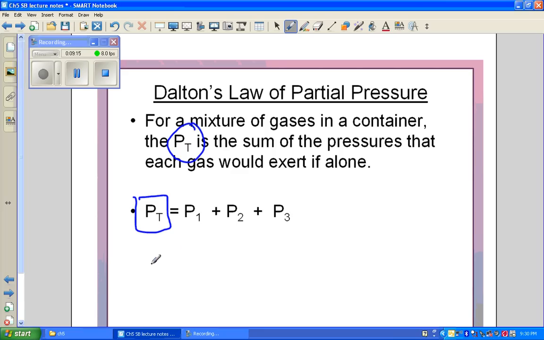Now again, if we rearrange this for P, we can say that our total pressure is equal to the total number of moles times the gas law constant times temperature, which is going to be divided by the volume. So all I did is I rearranged for P, substituted in these totals, and Dalton's law would hold true for this also.